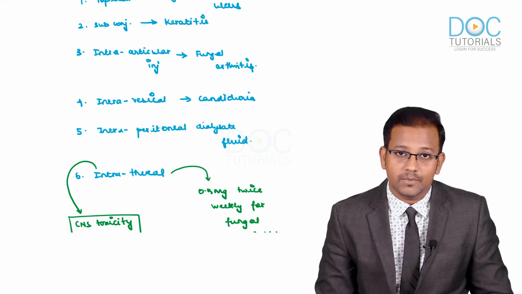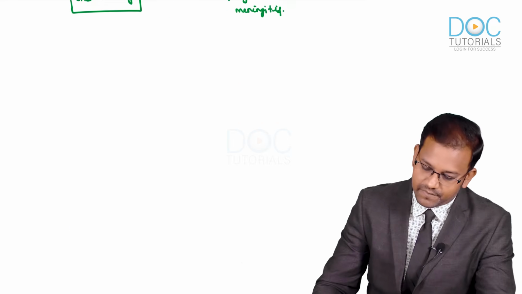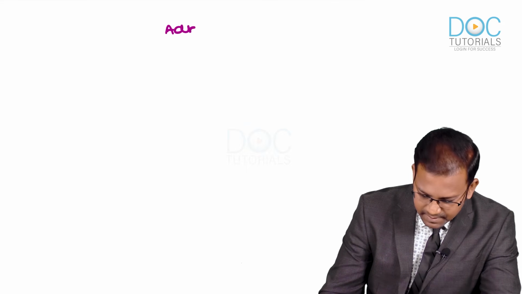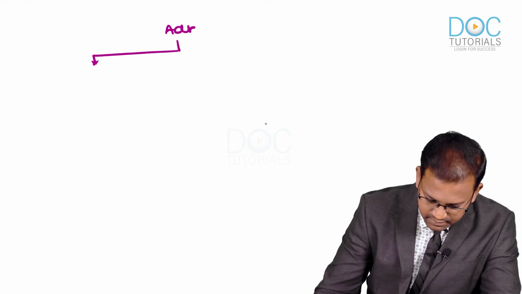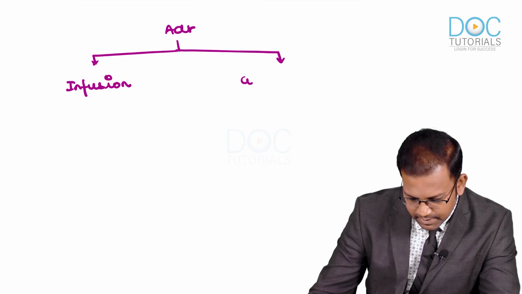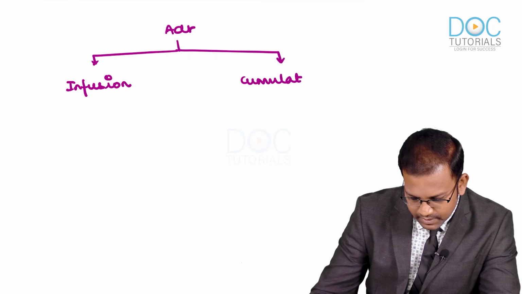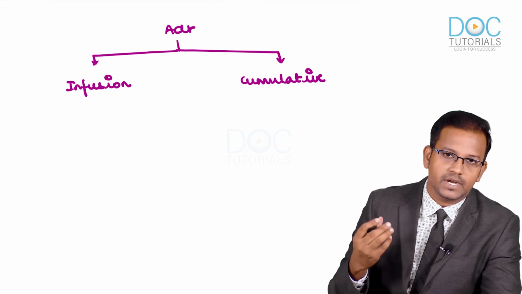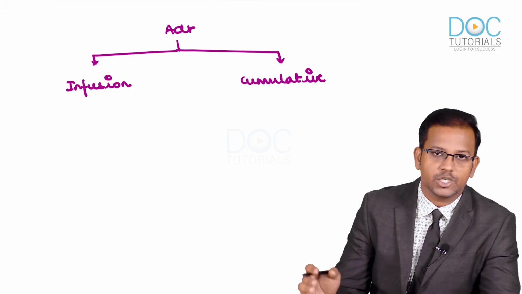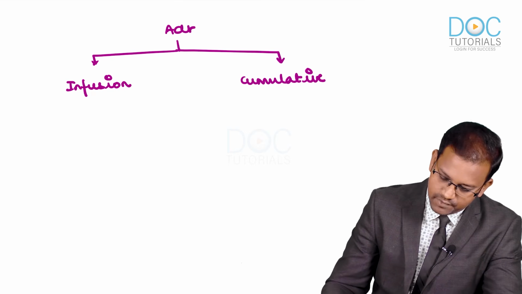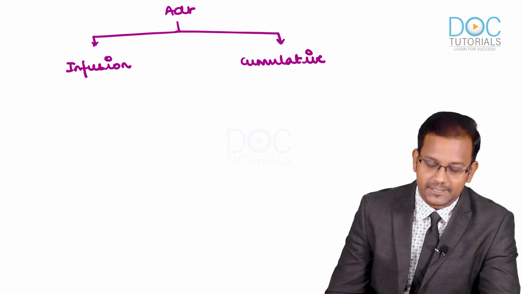Coming towards the last and the most important one, the adverse effects of amphotericin B. Amphotericin B can produce two different sets of adverse effects, guys. One might be because of infusion related reactions, or it might be due to cumulative toxicity. Cumulative toxicity means that because of accumulation of the drug in the body, there might be toxicity symptoms. And infusion related reactions occur immediately due to the infusion which we start.